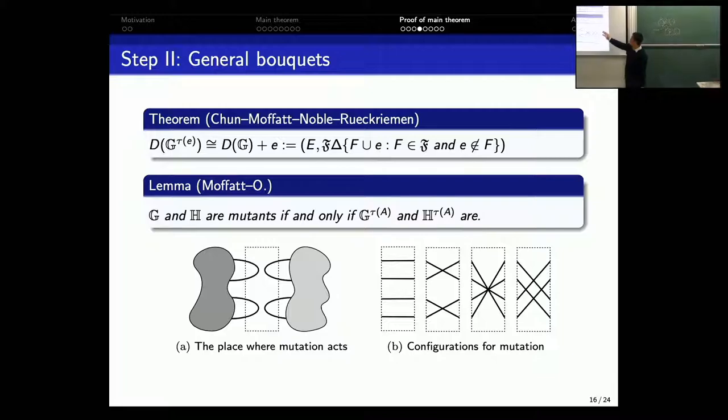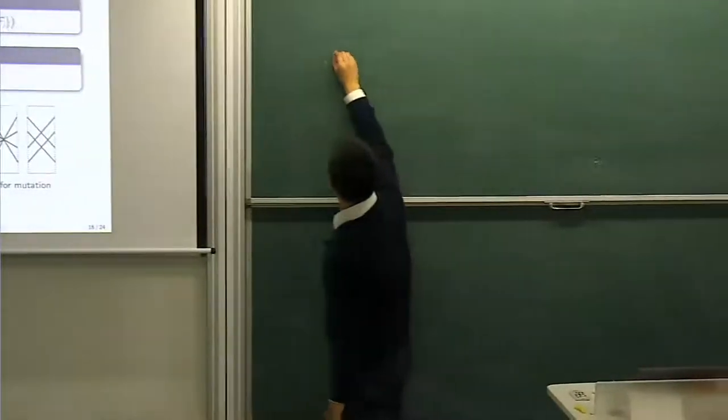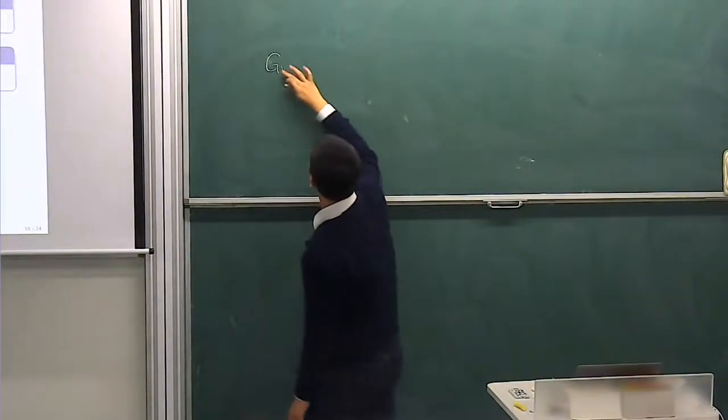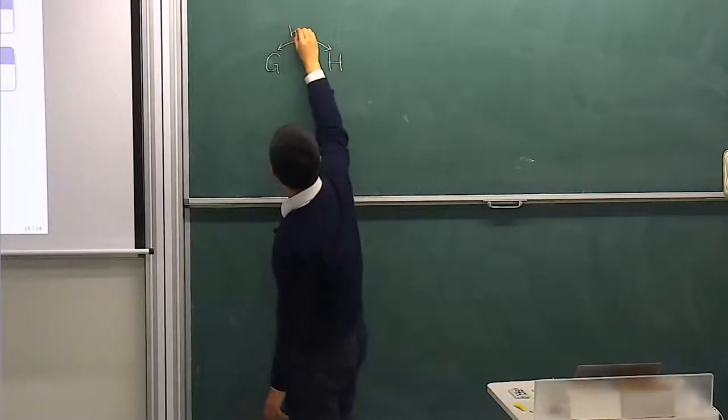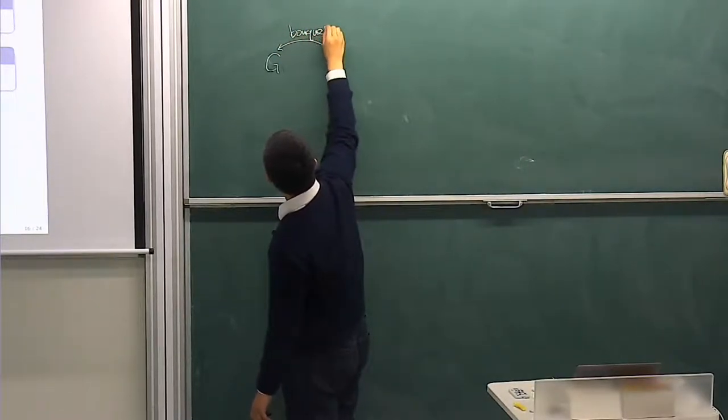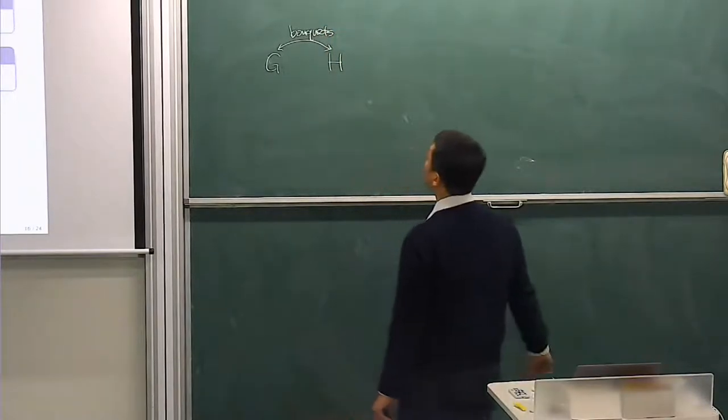There is a lemma that says G and H are mutants if and only if G of tau A and H of tau A are mutants. With this lemma and the theorem, I can prove step two. Suppose I have ribbon graphs G and H, which are bouquets, and need not be orientable.